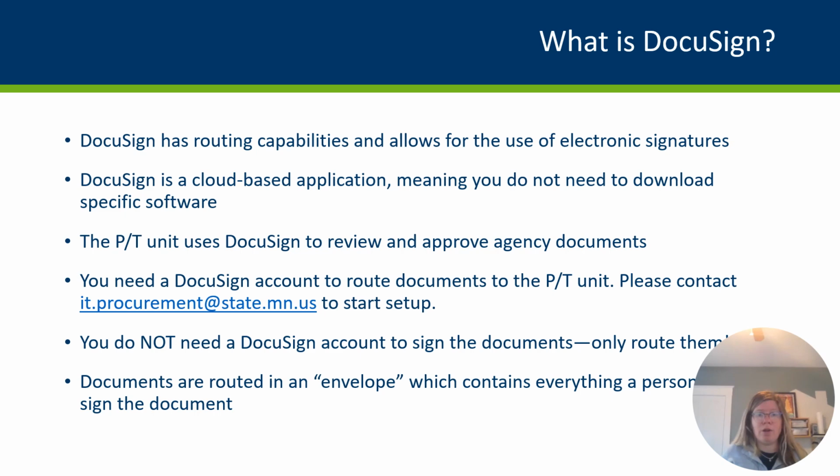Documents are routed in an envelope, which contains everything a person needs to sign the document. Think of a DocuSign envelope like a real envelope, packed with things that you need to know to move your document forward in the process. Not all items in an envelope need a signature, just the document the PT unit is approving.